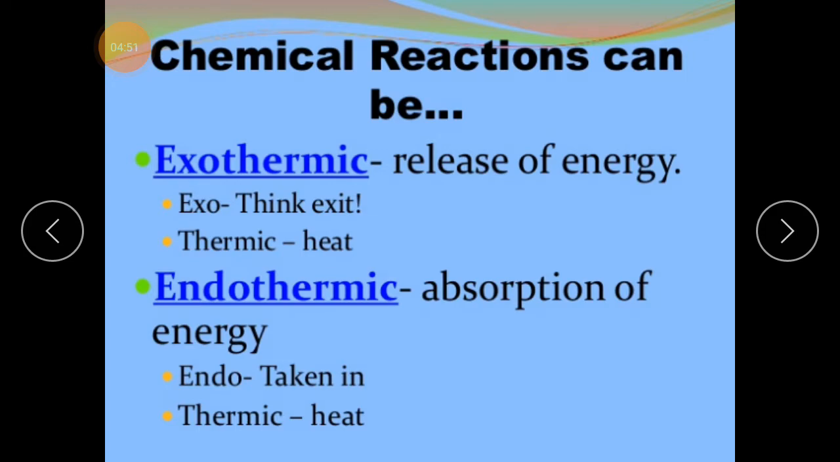Chemical reactions can be exothermic or endothermic. In an exothermic reaction, release of energy takes place and in an endothermic reaction, absorption of energy takes place. Students, exo means exit, and therm means heat. It means that heat is going out to the surroundings, and endothermic means heat is getting inside the reaction, absorption of energy. Endo means taking in and therm means heat.